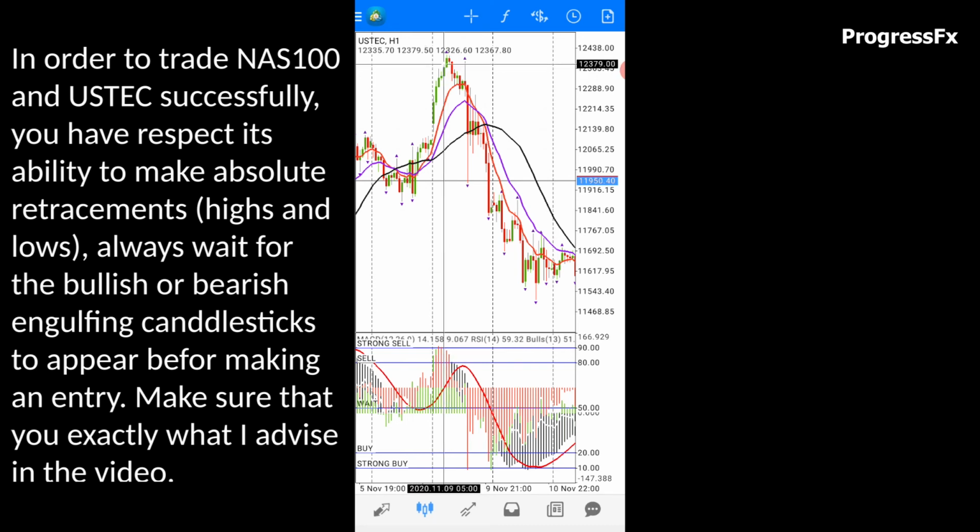Then let's count again. 1, 2, 3, 4. The following 4 hours, there was no bullish or bearish engulfing candlestick. Then the next 4 hours, that's 1, 2, 3, 4. There was no bullish or bearish engulfing candlestick. Then in the third 4 hours candlestick, the first thing that came out was a bearish engulfing candlestick. Then you hit it.